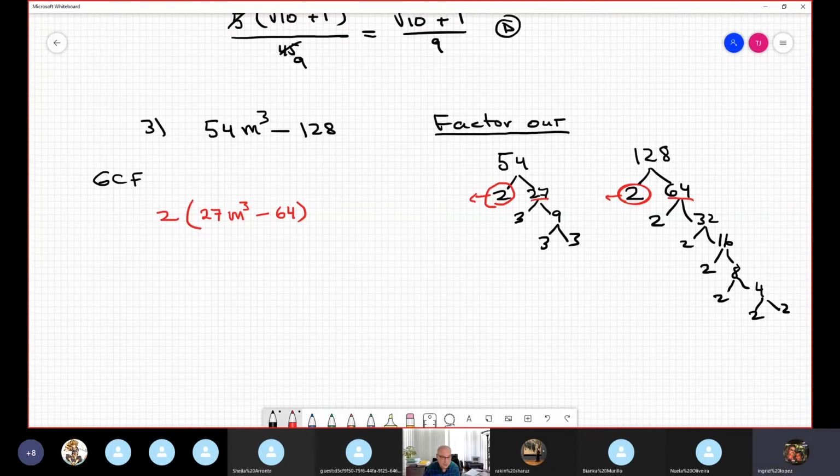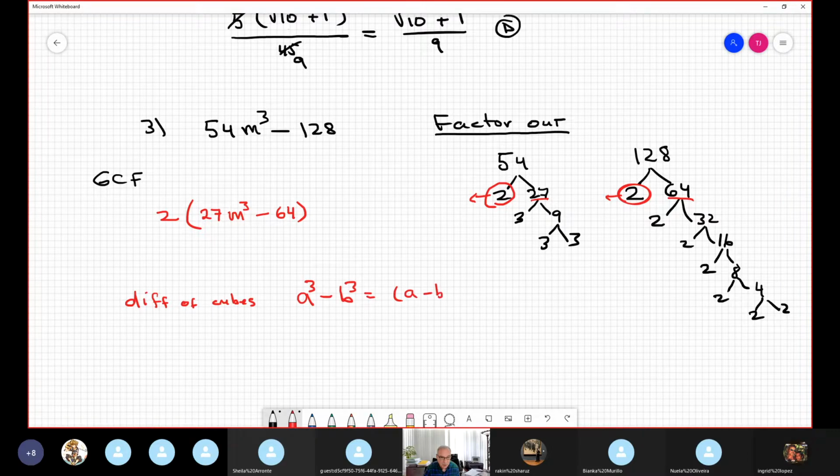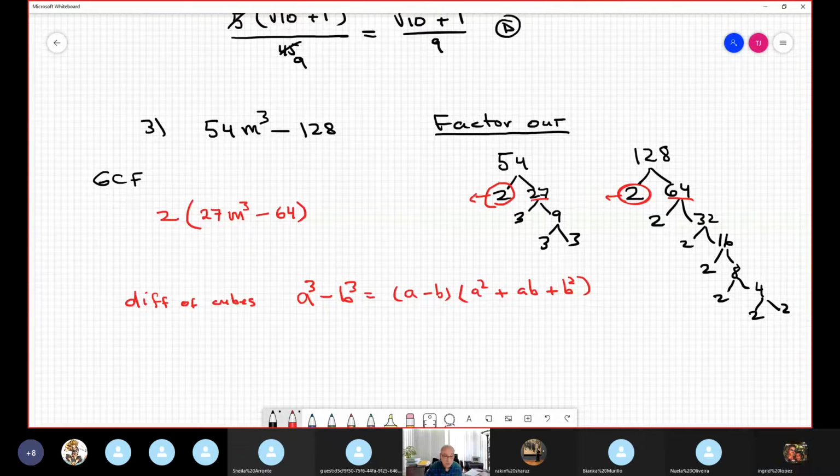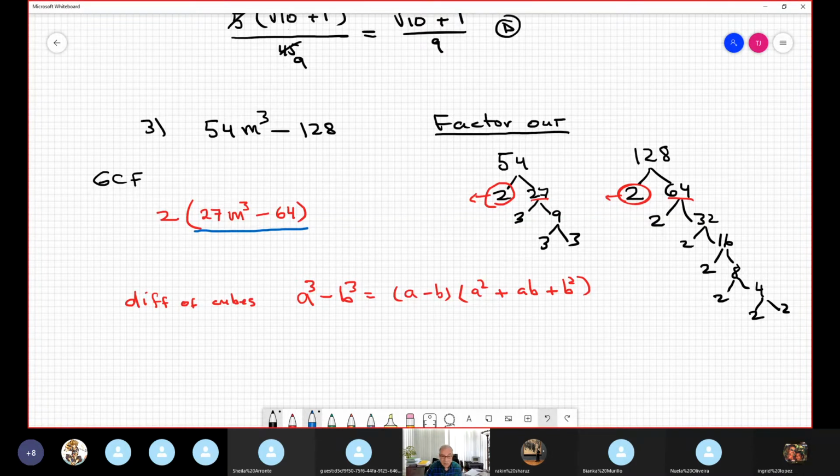Okay, this is a difference of cubes. Now, what is the formula for the difference of cubes? A cubed minus B cubed is equal to A minus B, A squared plus AB plus B squared. Sound familiar? So yes, I need to break down this difference of cubes. This part is equivalent to this part. These two you bring down because that was the GCF at the beginning.